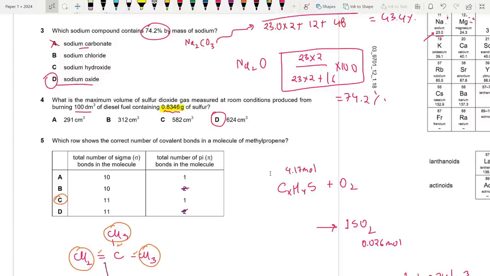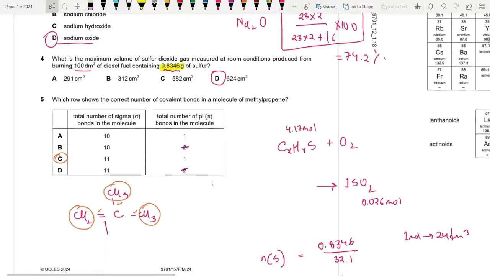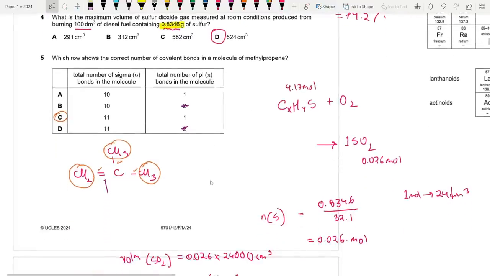So which row shows the correct number of covalent bonds in a molecule of methyl propene? Okay, methyl propene. I drew the compound over here, methyl propene, as you can see. It's propene, but it's just that on carbon number 2, there's a methyl group as a side chain. So there's only one pi bond, okay? There's only one pi bond, which is this one over here. And all the other bonds are sigma.